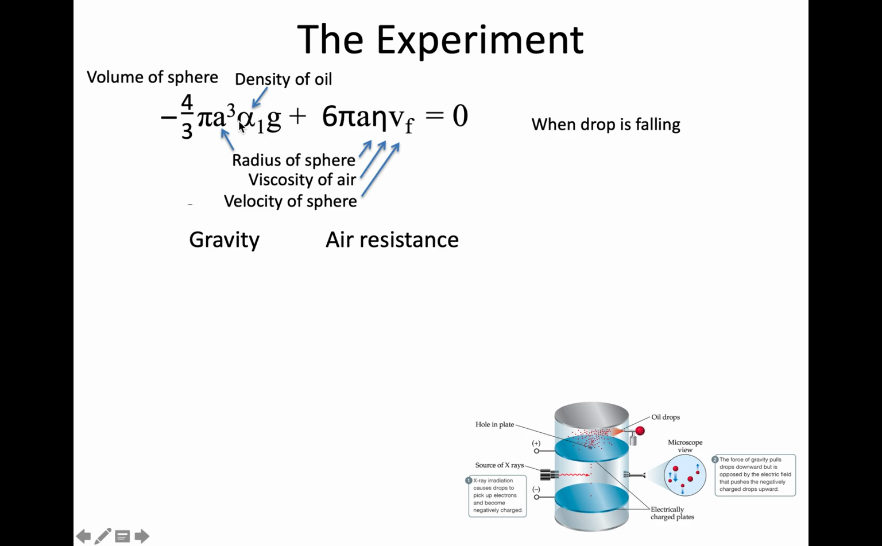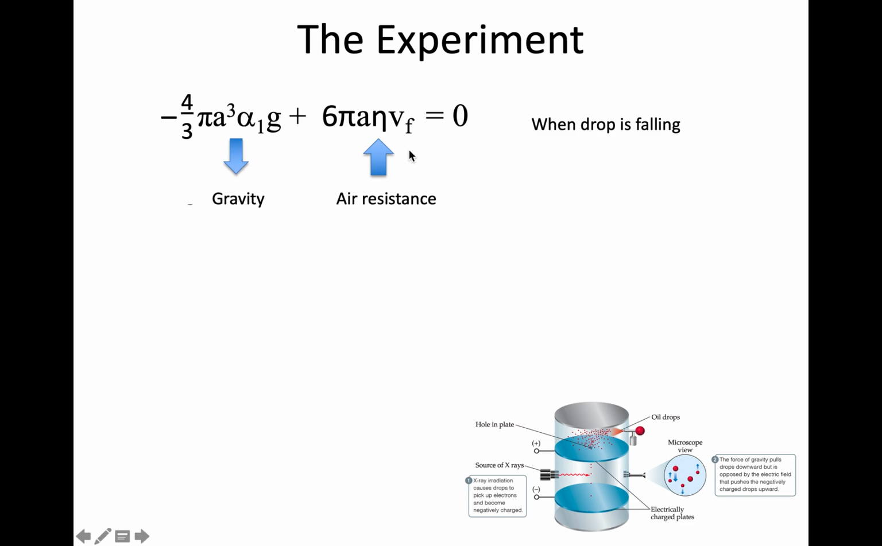If gravity involves mass and the gravitational constant, they're using the size of the sphere and its density to get its mass. The air resistance here, this is our Stokes law relationship. Same three terms. We have our radius of the sphere, the viscosity, and the velocity.